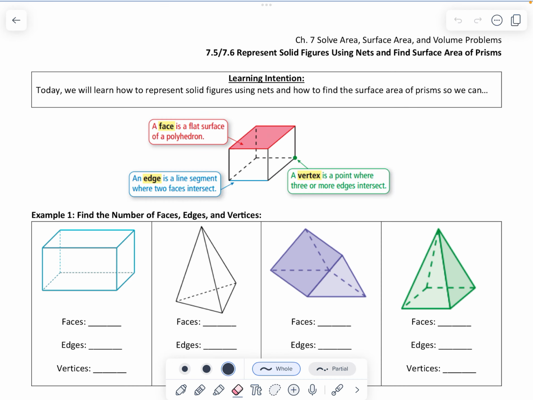Good morning. Today we are going to be going over solid figures and using nets to find the surface area of prisms. So we did a little bit of this already. Before state assessments, we went over surface area a little bit, and so we're just reinforcing it today and learning a few new things. So today we will learn how to represent solid figures using nets and how to find the surface area of prisms. So 3 vocabulary words that we're going to focus on today are face, edge, and vertex.